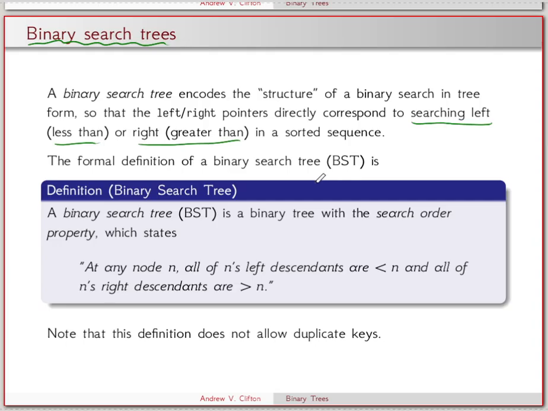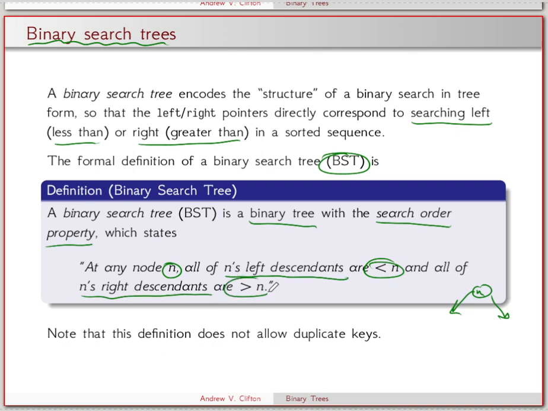So the formal definition of a binary search tree, a BST, is this. A binary search tree is a binary tree with the search order property. And the search order property says that if you look at any node in the tree, call it n, then all of n's left descendants, everything that you get to by going left from n, are less than n. Their keys are less than n. And all of the right descendants are greater than n. So down here you find things less than n, down here you find things greater than n.